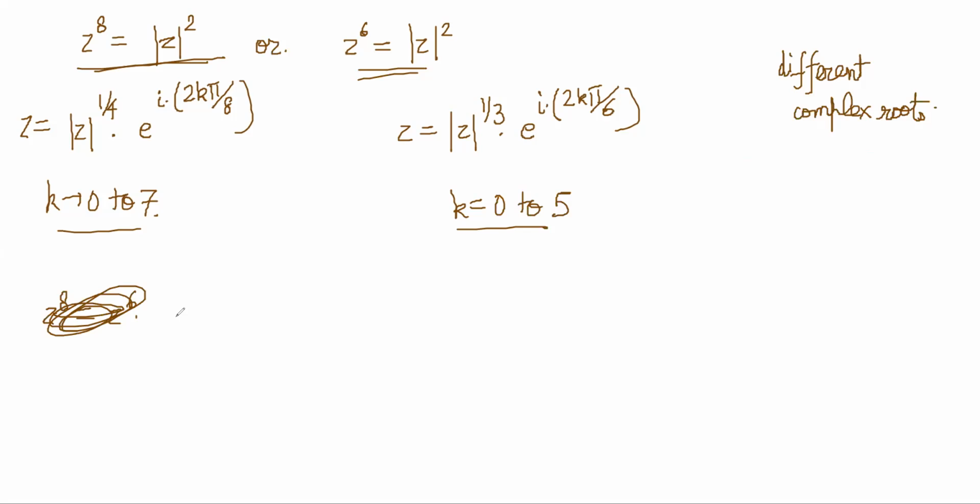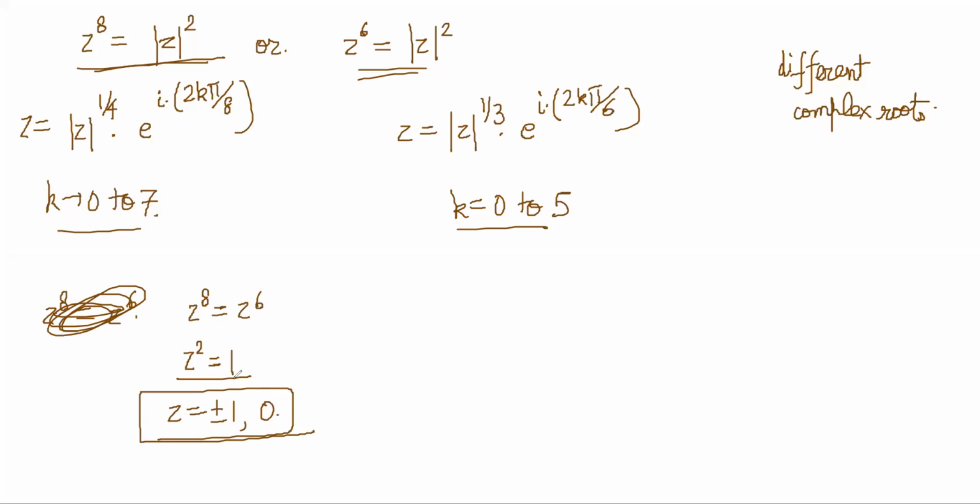Why is it only or? Because if both are happening, it will be common roots, no? If both are happening, then z8 is equal to z6, right? So you have to remove the situation when z square is equal to 1, right? Correct. So z can be plus or minus 1 or 0, right? These are the three cases. How can it be -1? Oh, okay. Wait, it can't be 0. These are the three cases that you can remove.